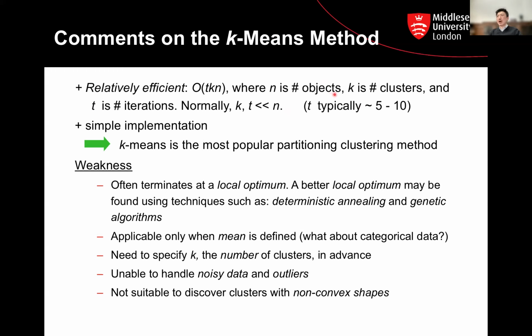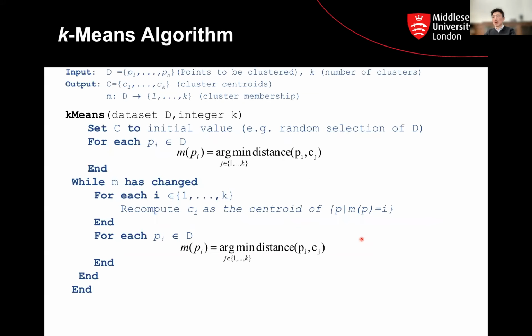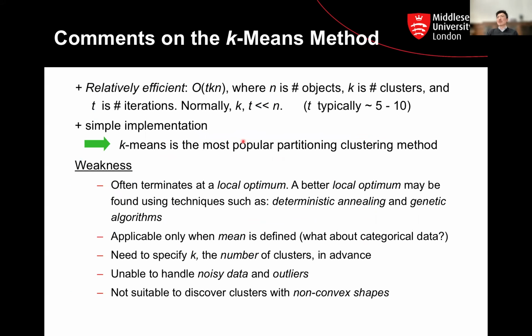So n is the number of data objects, that means the number of data points you have in the data collection. K, which is the K in K-means, is the number of clusters. And T is the number of iterations. Okay, so as we said, you can do the clustering and complete the entire process. When you go back to step 2, that is one iteration. Usually the number of clusters and iterations are much smaller than the number of total data points.